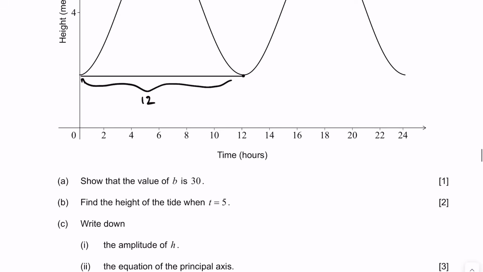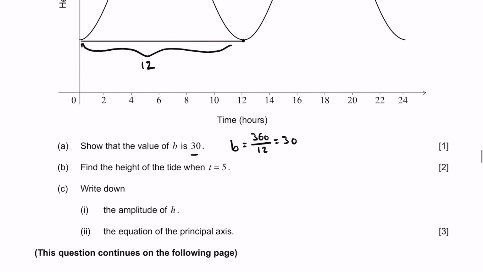So show that the value of b is 30. There we go. For this, they already have the answer. The process would be 360 over the period. The time taken for one complete cycle is 12, and that in the end will equal 30. All right. Let's go on to question B.